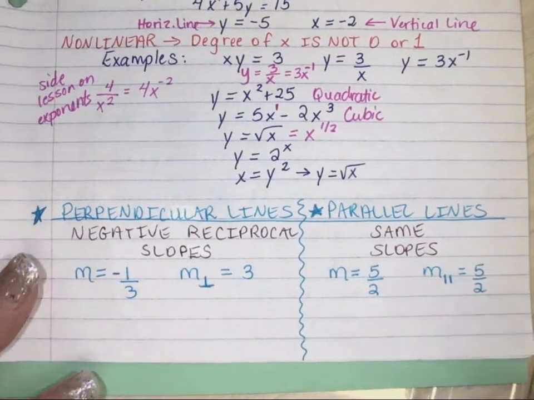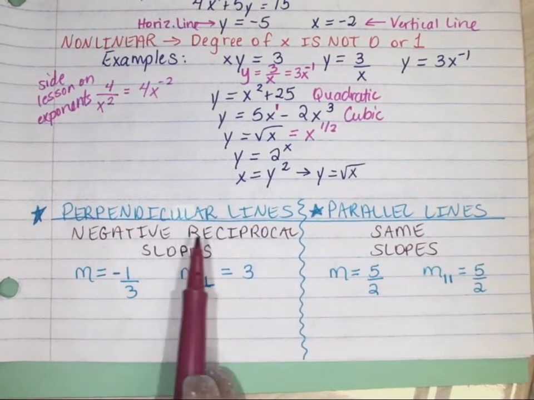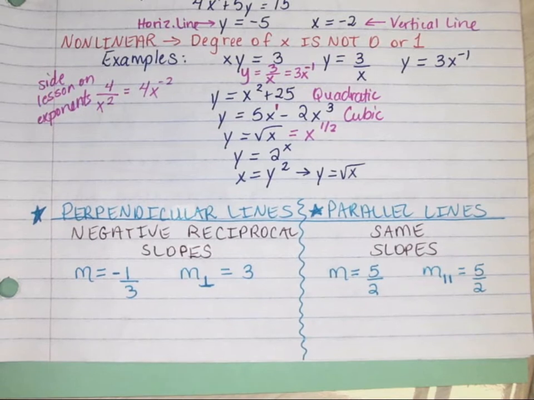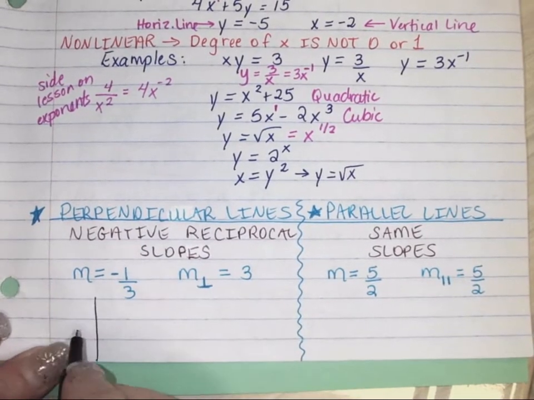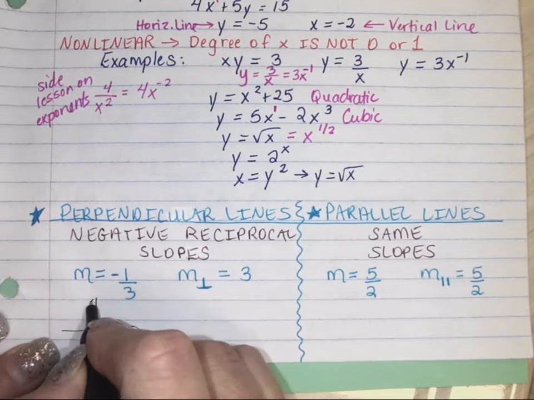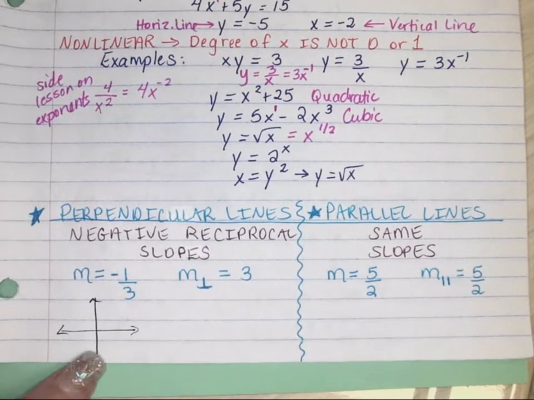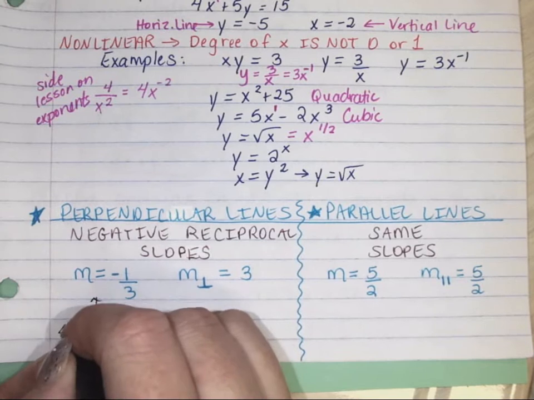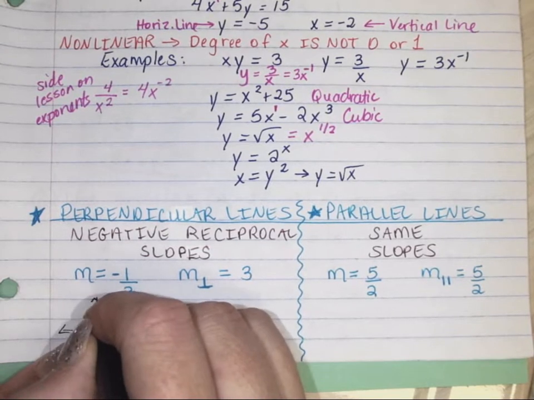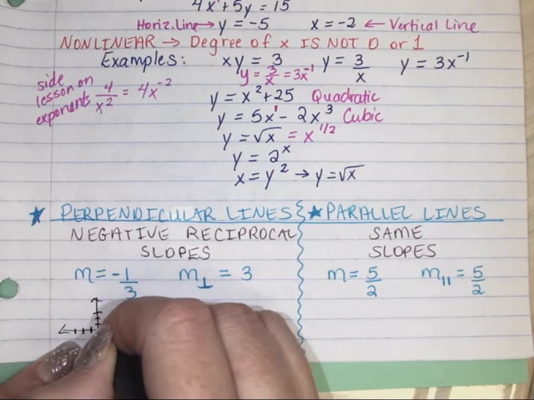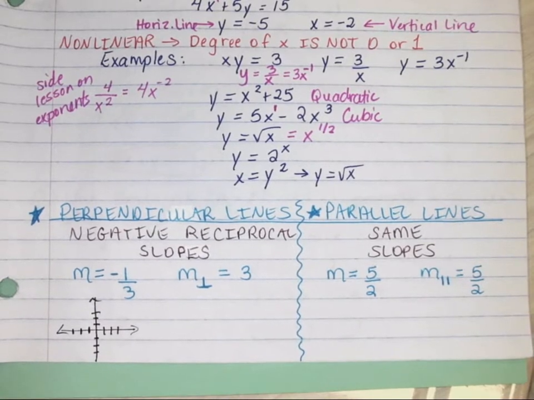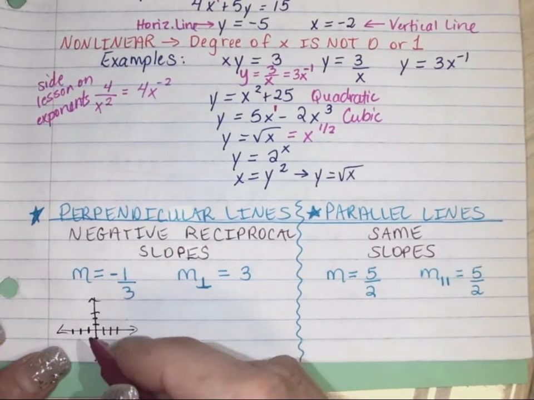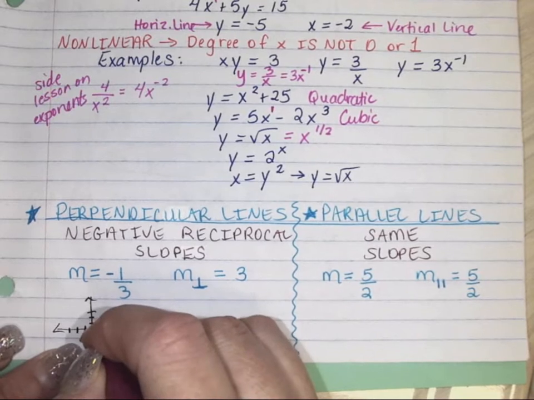All right, the next type of lines that we're going to talk about is perpendicular lines and parallel lines. Perpendicular lines always intersect at 90-degree angles. So I'll give you an example using this slope. Let's say I've got a line and its slope is negative 1/3. And let's say that we start at the origin.